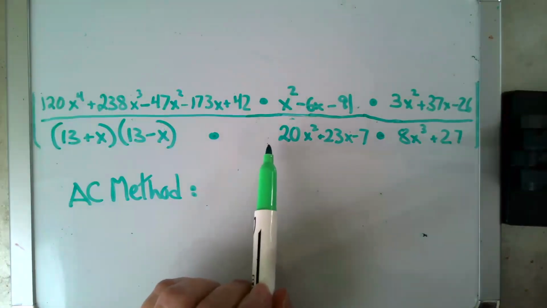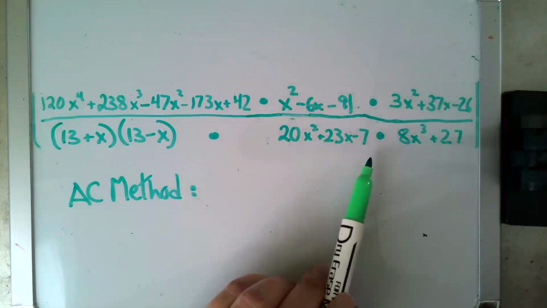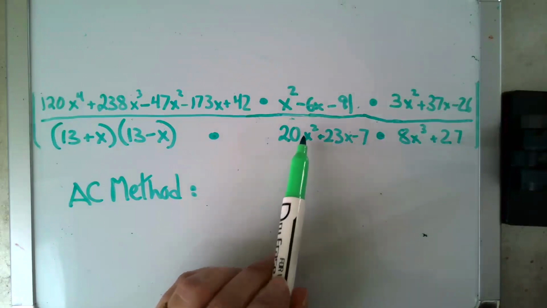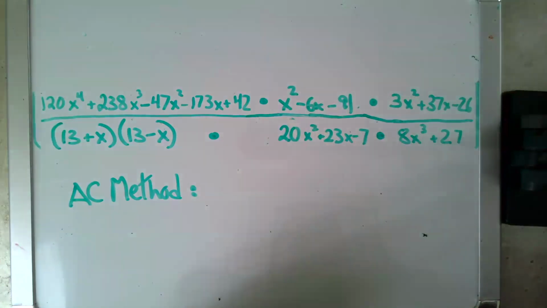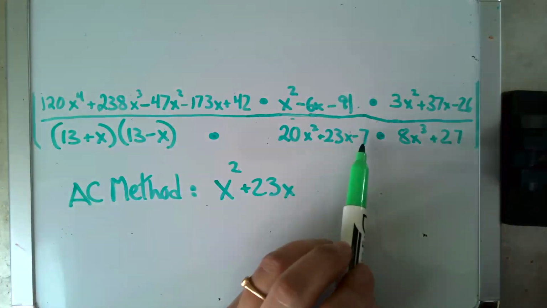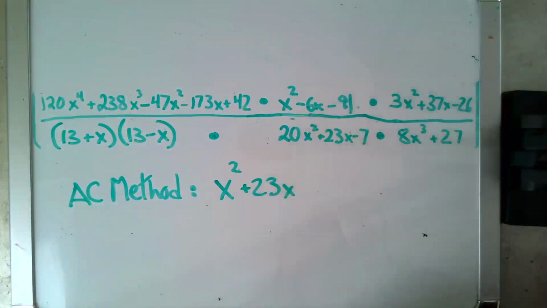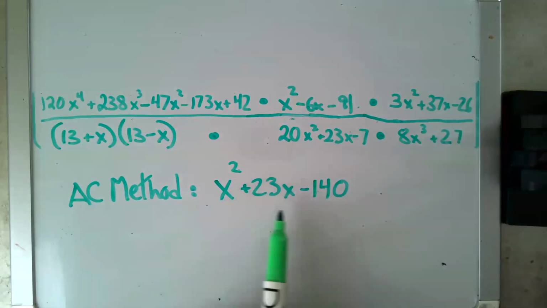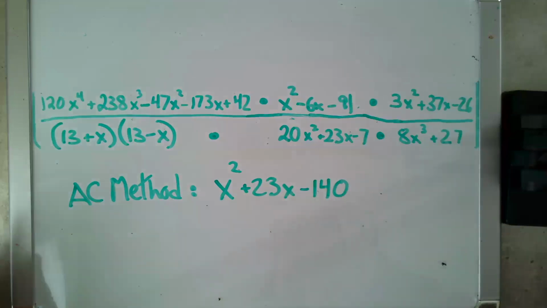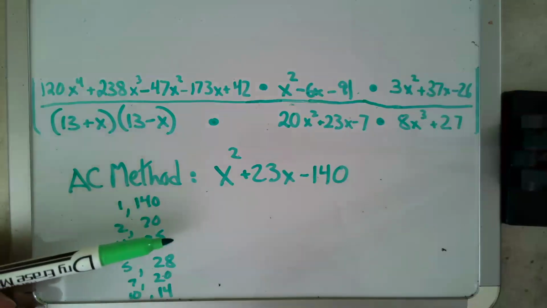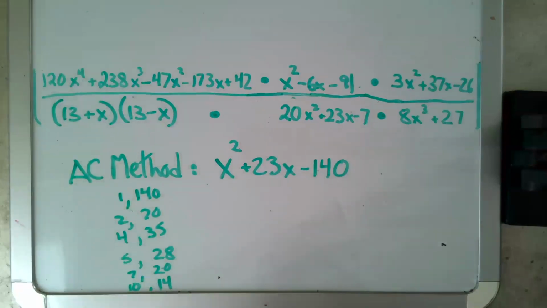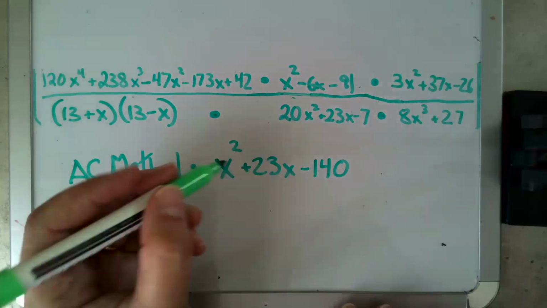I am going to start by rewriting this first expression by omitting the a, the coefficient of my x squared, repeating my bx term, and changing this last term into AC, a times c, 20 times negative 7. I am now going to factor this. Well, I know that 140 breaks into the following factors. And when I run through these to figure out which ones could combine to make a 23, I see 5 and 28 look pretty good.